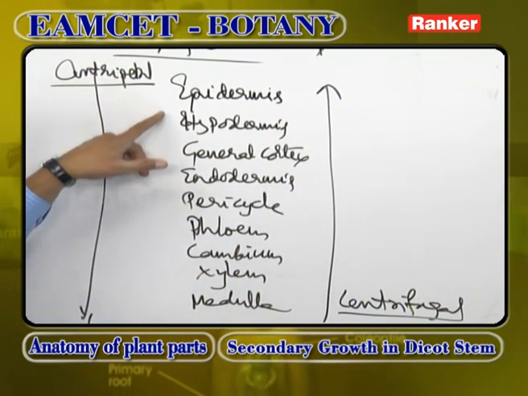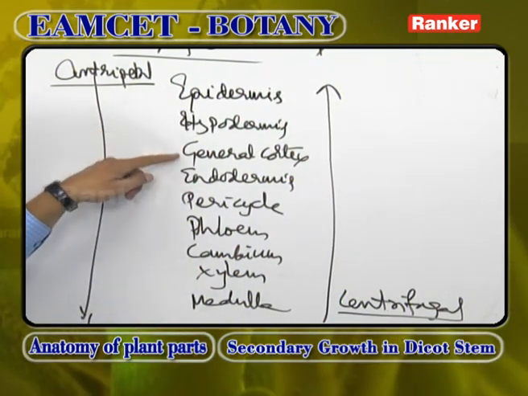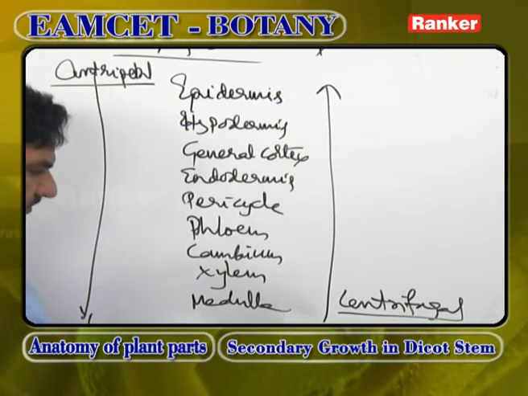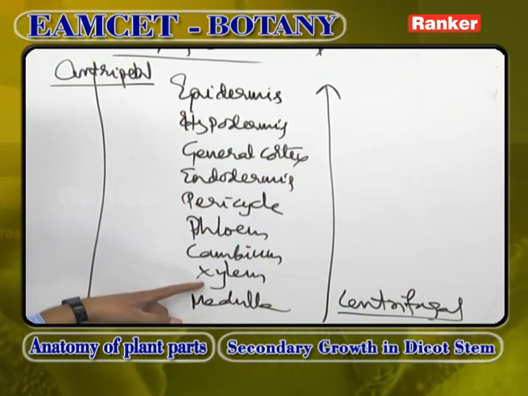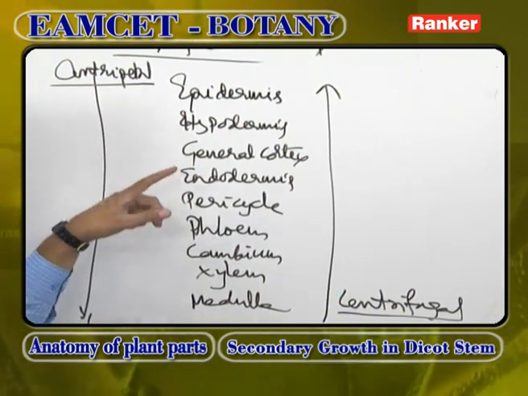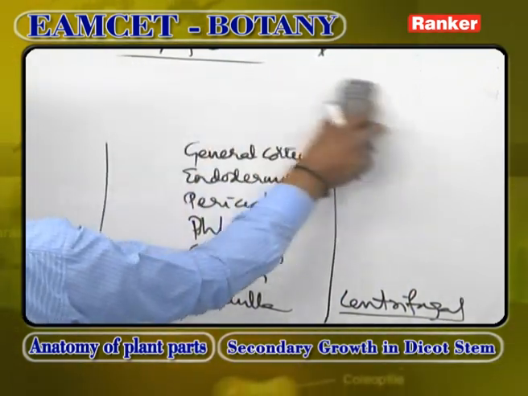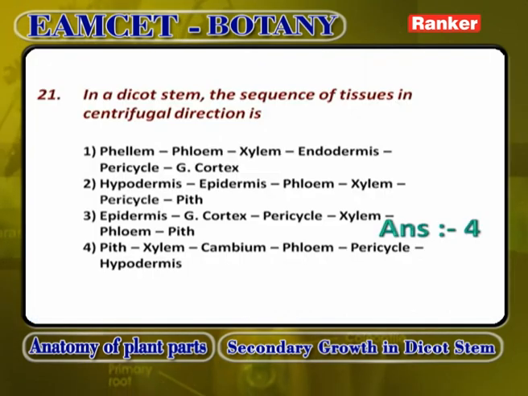If it is asked in the centripetal manner: epidermis, hypodermis, general cortex, endodermis, pericycle, phloem, cambium, xylem, medulla. If the same question is asked in centrifugal manner: medulla, xylem, cambium, phloem, pericycle, endodermis, general cortex, hypodermis, epidermis. So in a dicot stem, the sequence of tissues in a centrifugal direction is pith or medulla, xylem, cambium, phloem, pericycle, hypodermis.